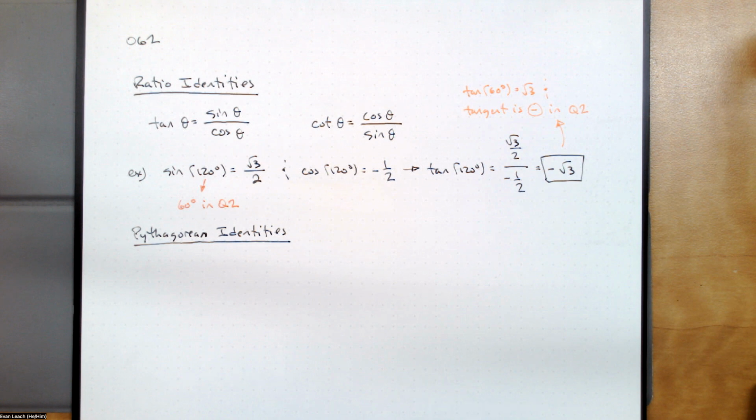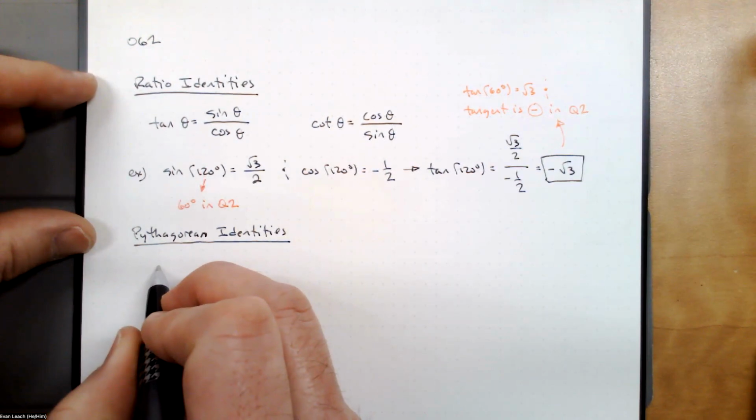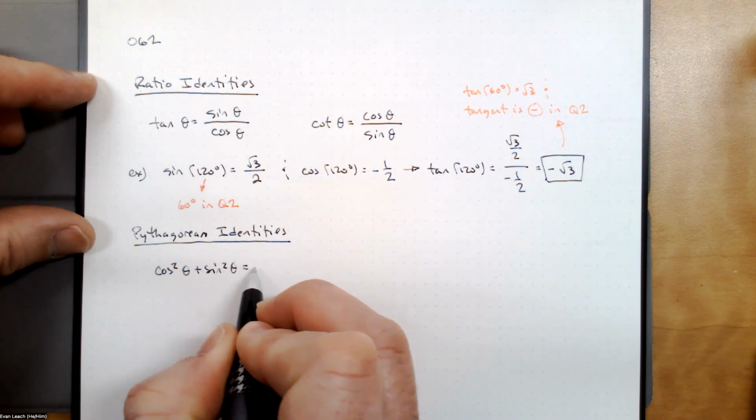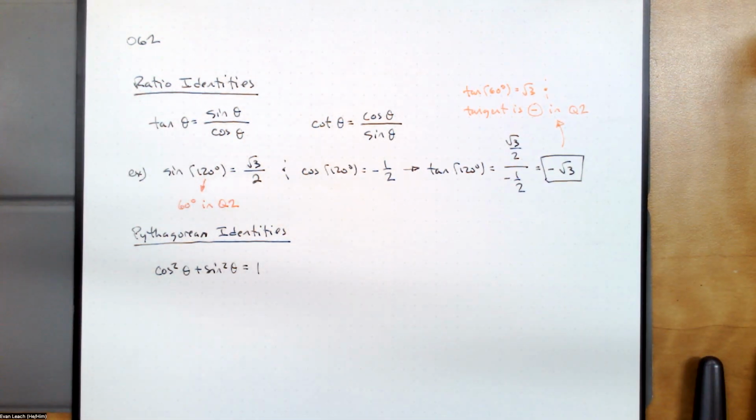Finally, our third class of basic identities that we always have to remember from now until the end of time are Pythagorean identities. This is the Pythagorean identity. This is the one Pythagorean identity that you have to remember. You cannot escape this Pythagorean identity.